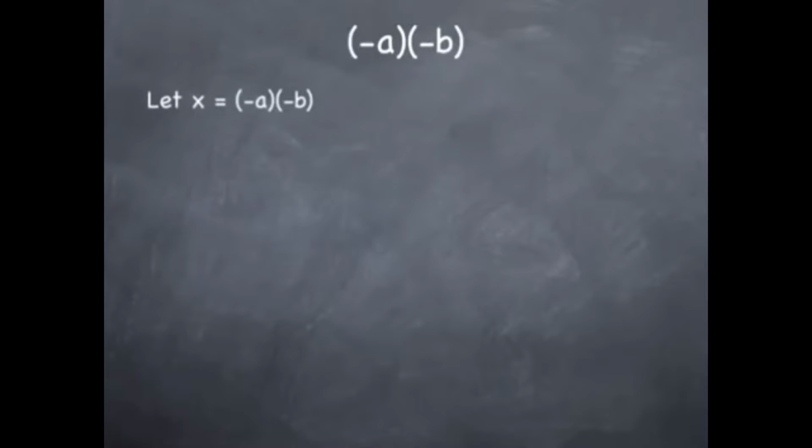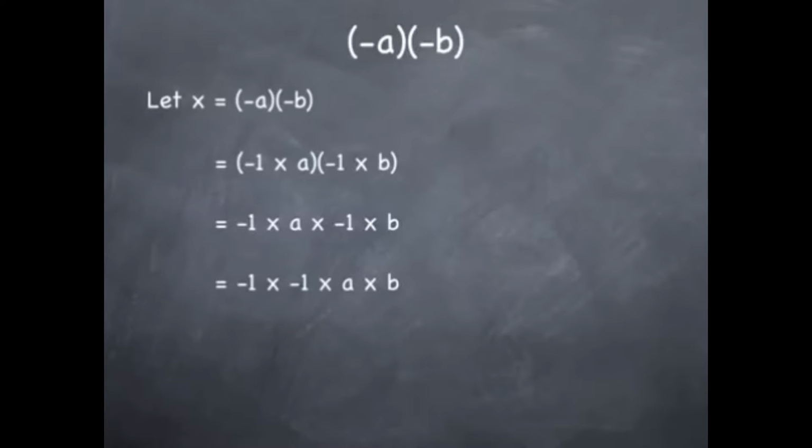Let x equal negative a times negative b. This is equal to negative 1 times a times negative 1 times b. Because multiplication is associative, we can remove the parentheses and get negative 1 times a times negative 1 times b. Multiplication is also commutative, which means we can reorder the terms however we wish and get negative 1 times negative 1 times a times b.